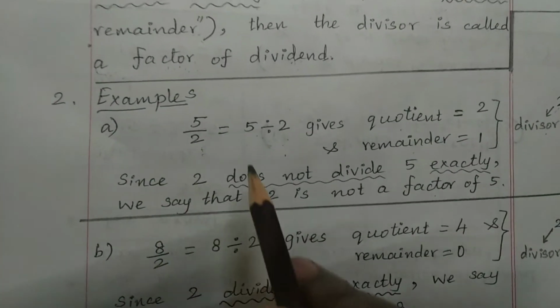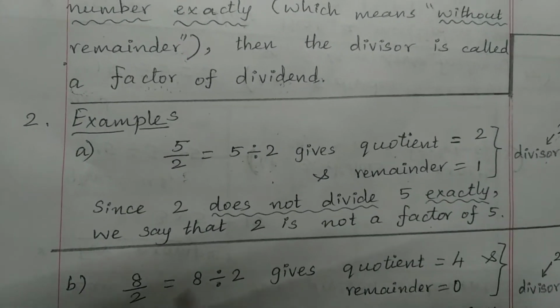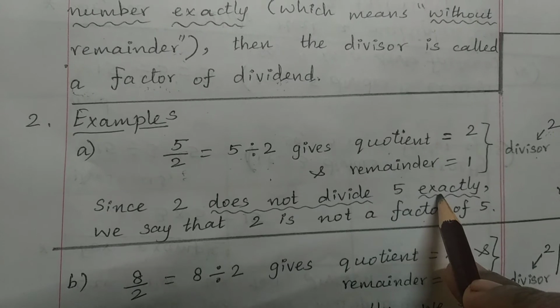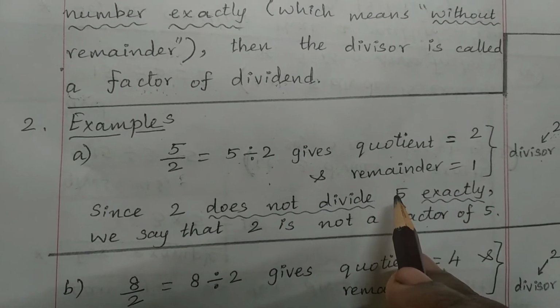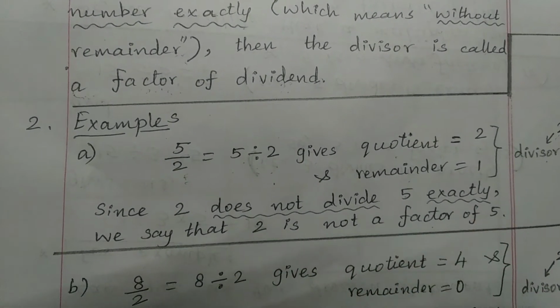Therefore, 2 is not dividing 5 exactly. Since 2 does not divide 5 exactly, which means 2 is dividing 5 with a remainder, we say that 2 is not a factor of 5.